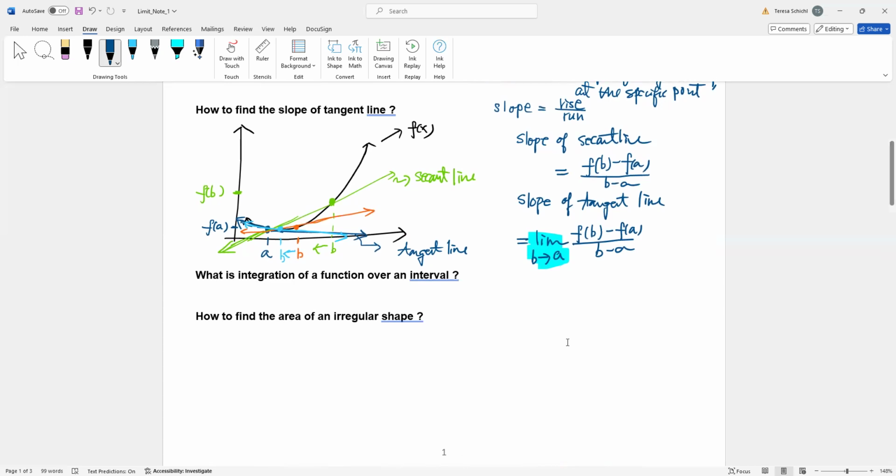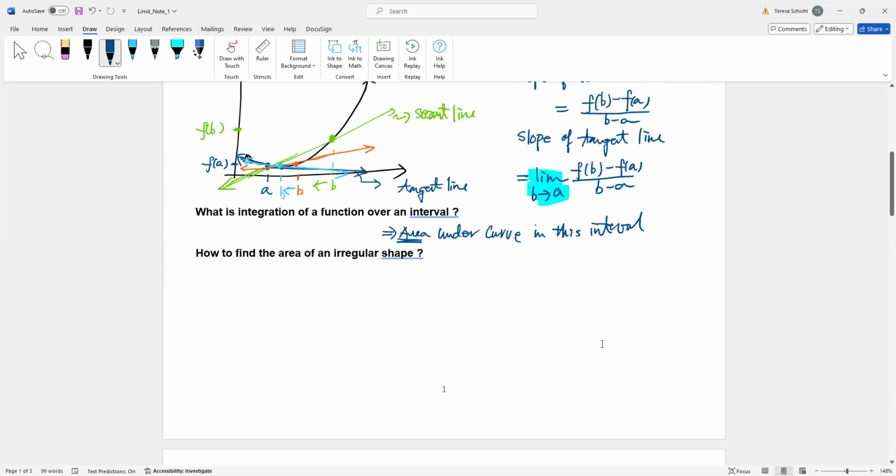So in here, what is the integration over intervals? All right, so what does that mean? That means it is basically the area under the curve in between this interval here. Okay, so what I'm looking for is the area under the curve in this interval. All right, let's take a look and see why the limit concept will be used again.